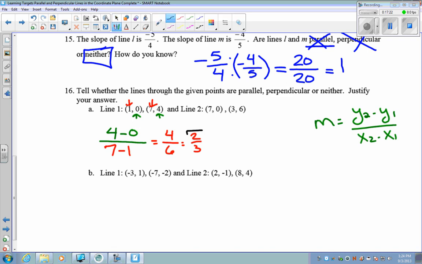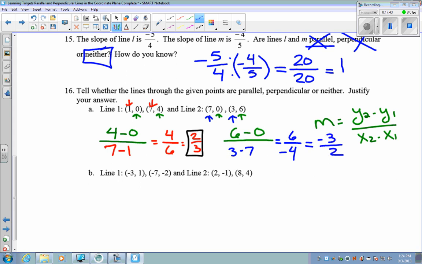Box that in. Let's take a look at line 2. I'm going to do my y's, which is 6 minus 0. I'm going to put that over my x's, which is 3 minus 7. I get 6 over -4. Be careful down there. 3 minus 7 is -4. And that reduces to -3/2. So that's the other slope I'm looking at.